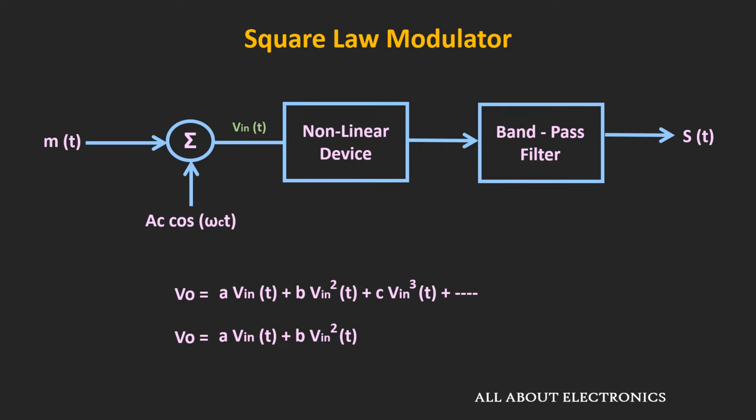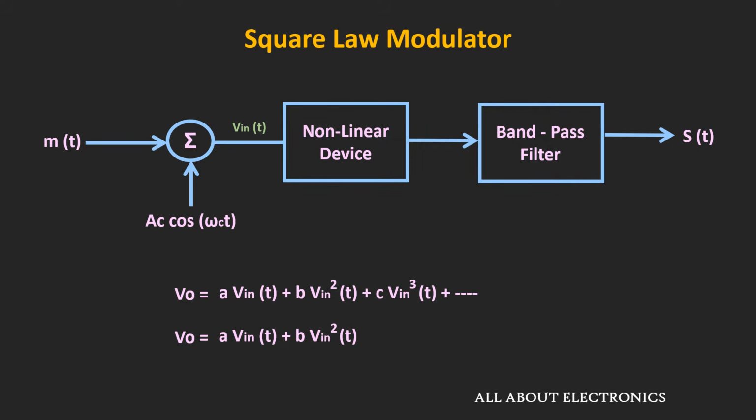In this type of modulator, the input signal is the summation of the message signal and the carrier signal, and that signal is applied to the nonlinear device, and the output of the nonlinear device is then applied to the bandpass filter. This filter passes only the required frequency components, and at the output of this bandpass filter we will get the desired modulated output. So this is the general overview of the square law modulator.